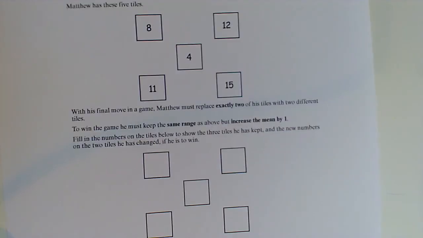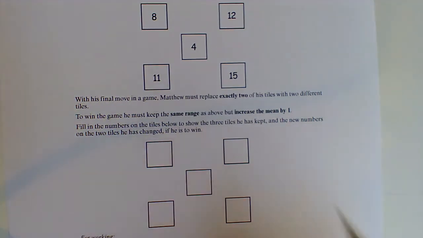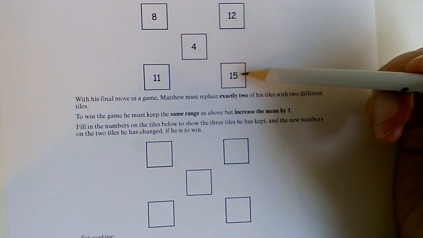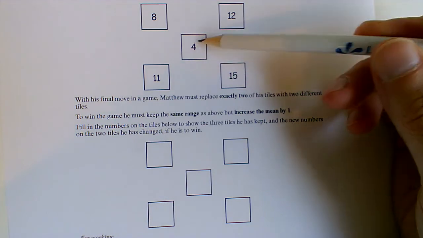Okay, so firstly, if he's going to keep the same range, it means, remember, the range is the biggest and the smallest number taken away. So if he's going to keep the same range, you're probably best off keeping the smallest number and the biggest number that are there. So at the minute, the range would be 15 take away 4, the range would be 11. So I would definitely keep those 2 numbers.